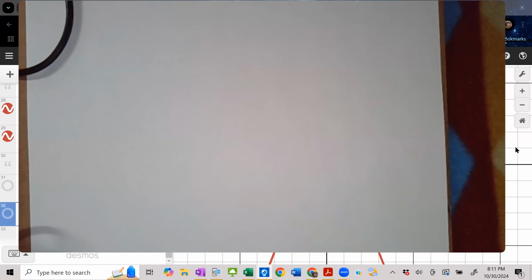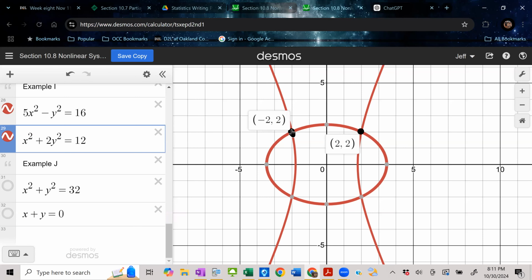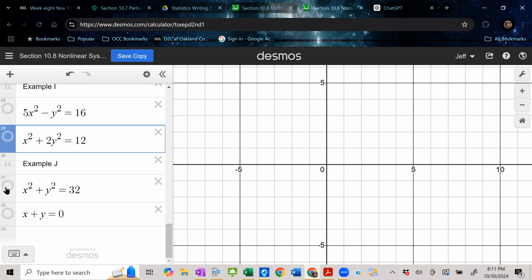Let's just double check here. 2 and 2, 2 and negative 2, negative 2 and 2, and negative 2 and negative 2. So all four of those are our solution. Please don't forget the plus or minuses. That does make a big difference in terms of your score. I'll generally take off 2 points if you forget half of your solutions, as you forget that plus and minus.